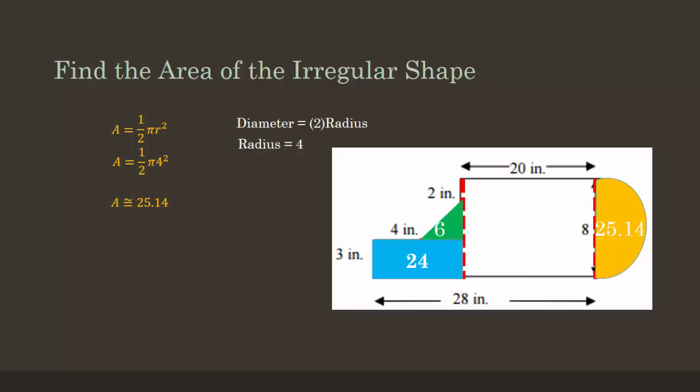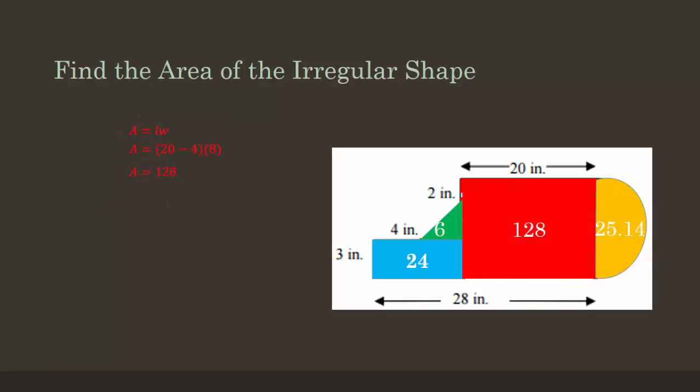We do some substitution and some quick simplification to get that the area is approximately, that's what that squiggle line means, approximately 25.14. So we are on the home stretch of finding the area of our irregular shape. Lastly, let's find the area of this final rectangle.